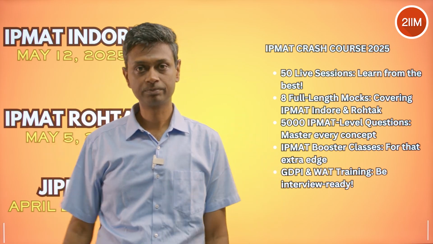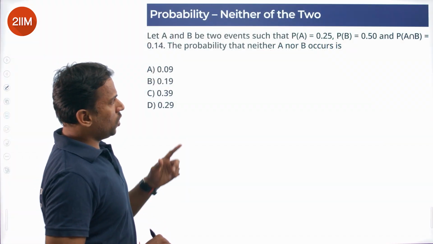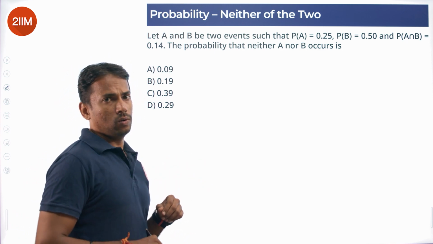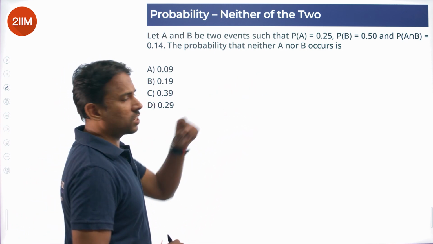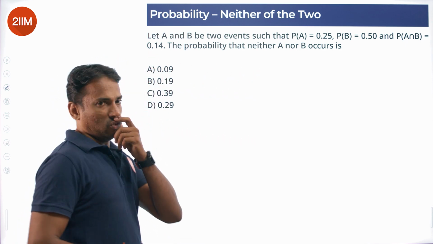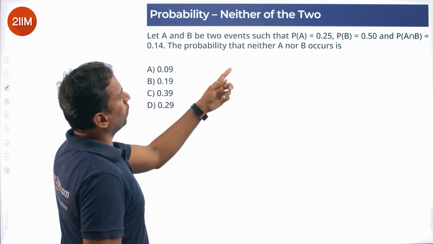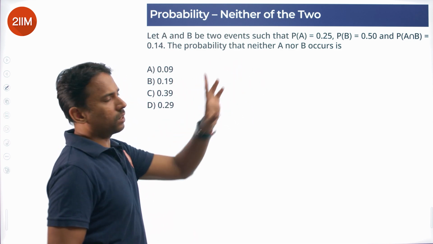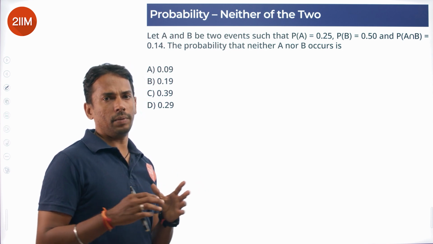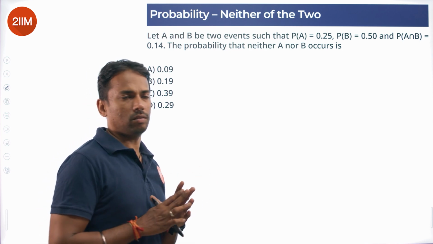Let A and B be two events such that P of A equals 0.25, P of B equals 0.50, and P of A intersection B, that means A and B both will happen, is 0.14. Find the probability that neither A nor B occurs. So A should not happen, B should not happen, both should not be happening. Neither A nor B. That's it.